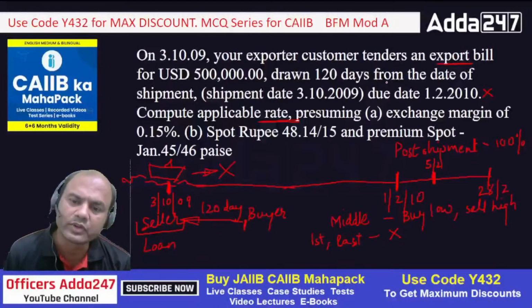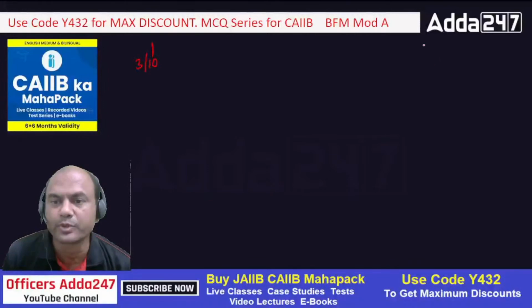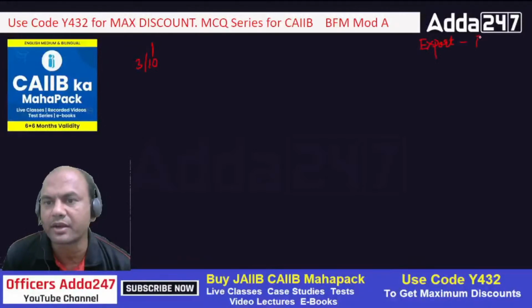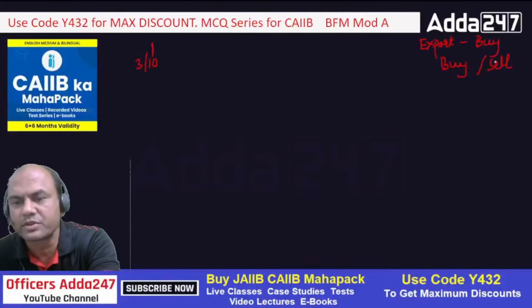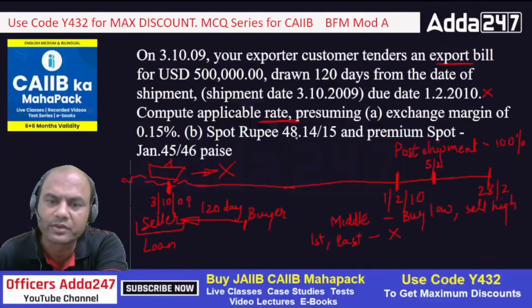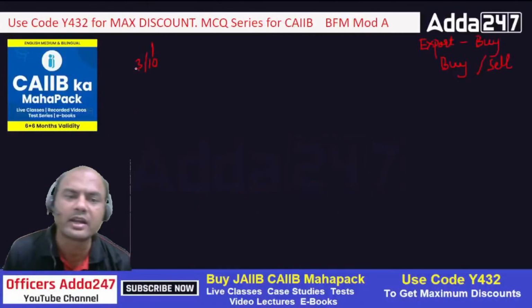Now again I'll give you an important point. Whenever any bill is export, remember, export means buy. Always remember buy. If I have to buy that currency, and buy means what? The rate on the left side. This is always like this, buy on the left side and sell on the right side. Import is always sell. So now which one will I take? Buy, premium spot. So 48.14, this is the spot rate which I will be taking. 310, the rate is 48.14.